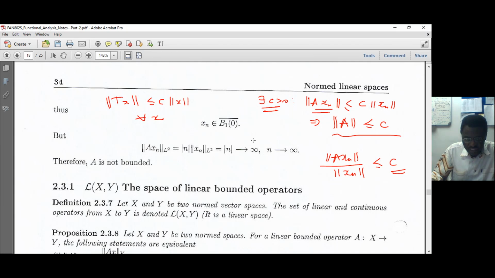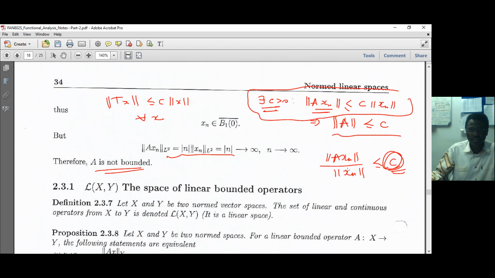So since this goes to infinity, it means that I cannot find a C such that norm of this will be less than that C times an. So this C actually does not exist. That is exactly what it means here. So therefore, it's unbounded. This is an example of an unbounded operator, meaning that this definition is not true. So if you want to show that an operator is not bounded, you just construct a sequence such that you'll be able to show that A applied to that sequence with the norm goes to infinity. That's all.